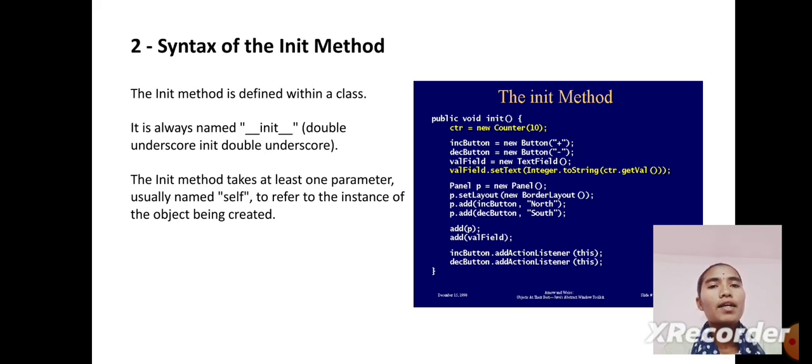Syntax of the init method. The init method is defined within a class. It is always named double underscore init double underscore. The init method takes at least one parameter, usually named self, to refer to the instance of the object being created.